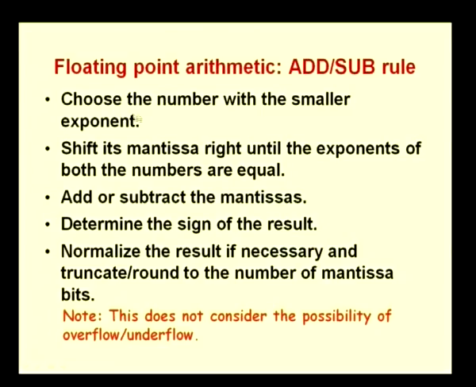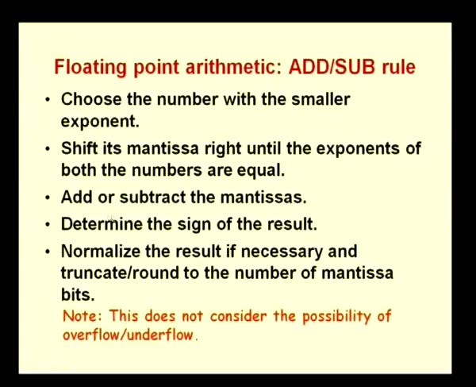So, for addition and subtraction, these are the steps that we normally follow. You will choose the number with the smaller exponent and shift its mantissa to the right until the exponents of both the numbers are equal. We do this because we have to equalize the exponents for addition and subtraction. Then, depending on whether it is an add or a subtract, you will add or subtract the mantissas, and you determine the sign of the result, which is an important step. Now, you will normalize the result if necessary, and truncate or round it to the number of mantissa bits. Truncation or rounding is done because you have only a limited number of mantissa bits available. So, this is what you do for addition or subtraction.